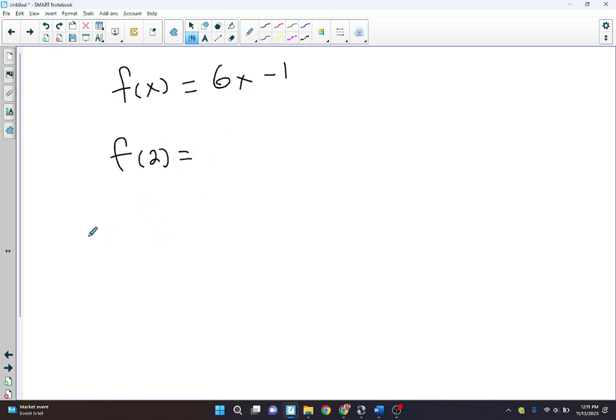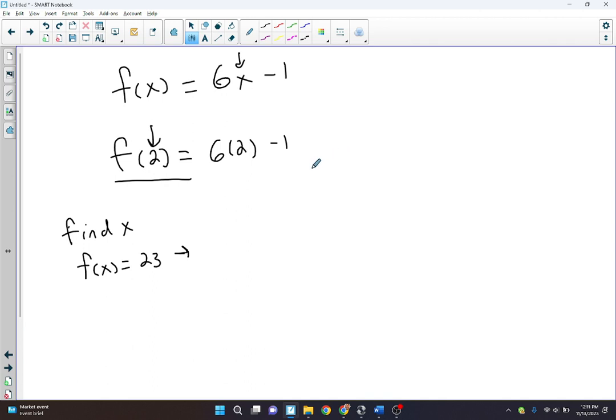And then let's find x when f of x equals 23. Okay? So, there are 2 questions here. First one would be f of 2 or some variation of that. So what we're going to do is, since 2 is inputted into the function, we also input it into our actual equation. So 6 times 2 minus 1.